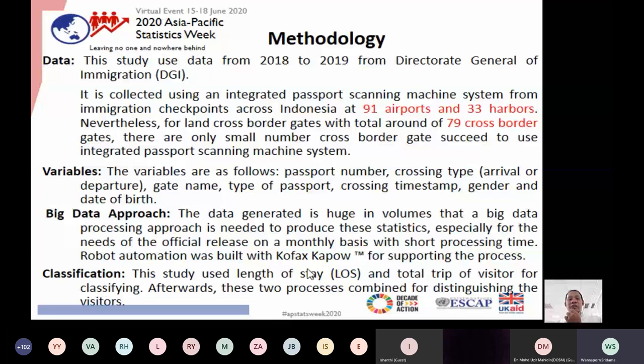For the methodology, we use classification for calculating and distinguishing between the outbound tourists, nationals residing abroad, and then the movers, using the length of stay and total trips of visitors for classifying. Afterward, these two processes combine for distinguishing the visitor.